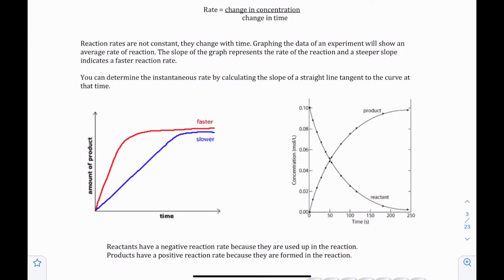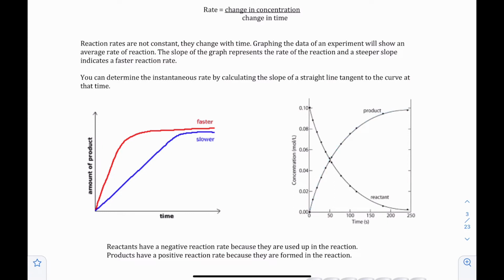Reaction rates are not constant, they change during a reaction. So on the right, we have a graph of the concentration of both reactants and products over time. If you graph the concentration of the reactants, you can see how quickly they're getting used up during a reaction, so their concentration decreases over time. And if you graph the concentration of the products, you can see how quickly they're being formed during a reaction, so their concentration increases over time.